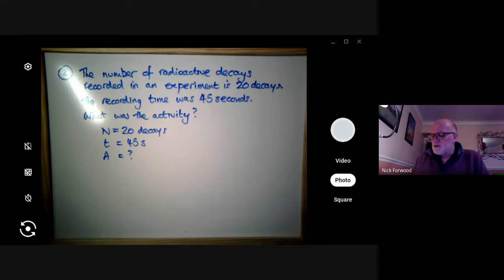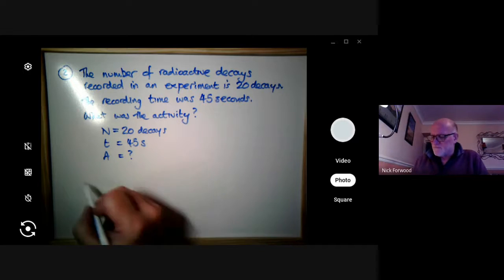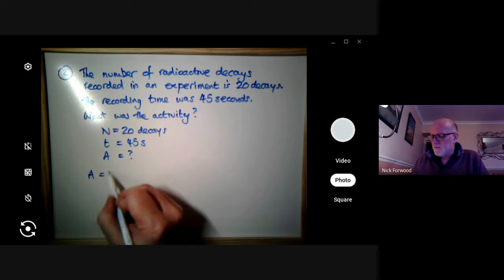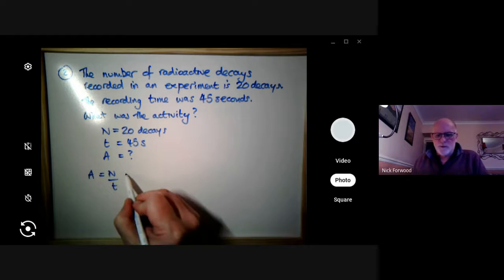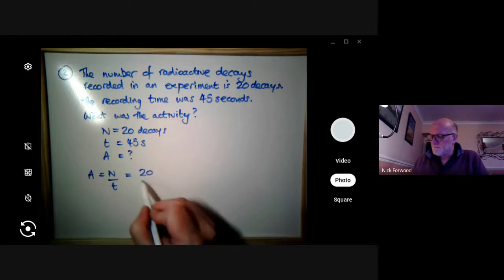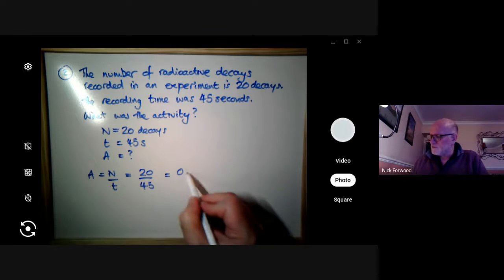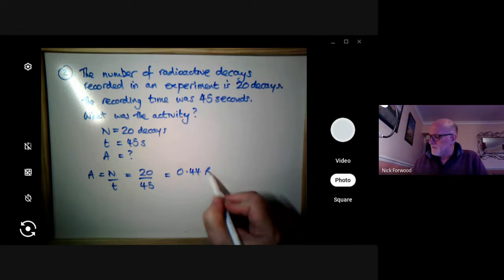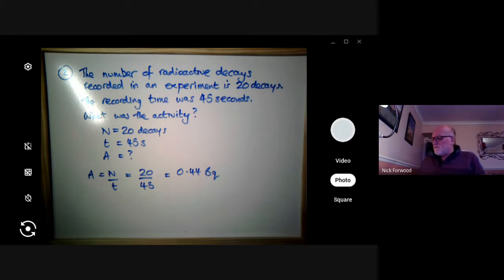Now remember, T, table, followed by P for prefixes. There are no prefixes in here, so we don't need to bother with the prefixes bit, and we'll just go straight for the formula. A is N divided by T, which is 20 divided by 45, which is equal to 0.44 becquerels. So 0.44 decays every second. 1 becquerel is 1 decay a second.